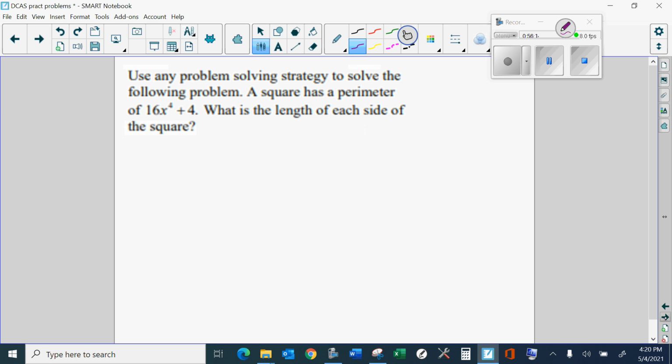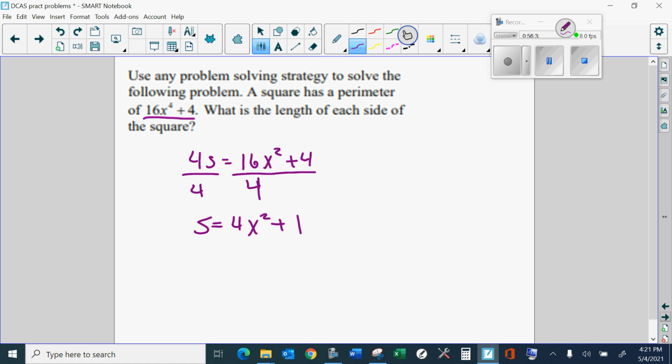Use any problem-solving strategy to solve the following problem. A square has a perimeter of this, or a perimeter is 4s. It's saying equals this. What's the length of each side? So I just divide by 4. This is now algebra skills. Algebra 1. Divide each term by 4, and I get 4x squared plus 1. That's each side. So if I multiply that by 4, I would get the 16x to the 4th. So it's x to the 4th. 4x to the 4th plus 1.